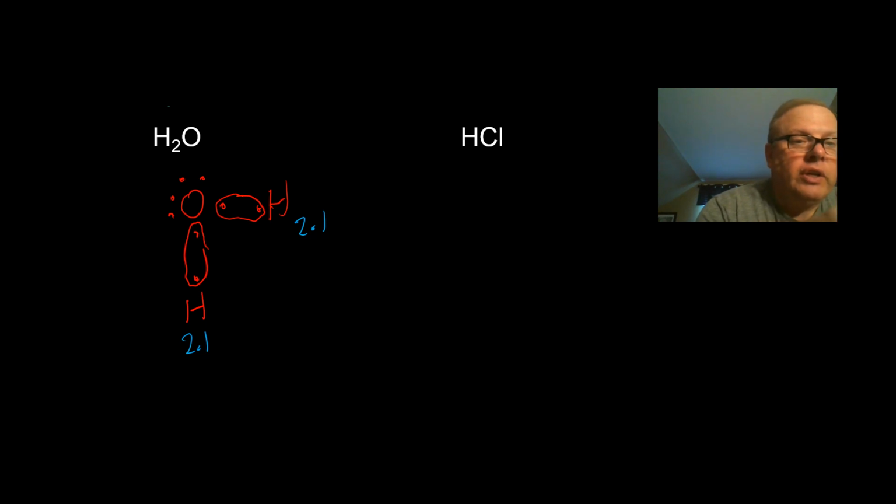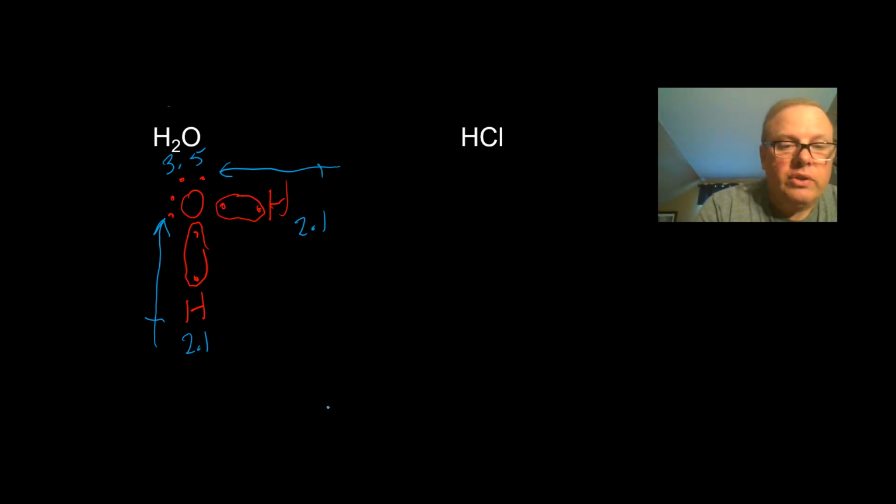Oxygen's value is 3.5, so it has a much greater draw for the electrons. In this molecule, the electrons are going to be drawn towards oxygen, and that is shown here by the arrow. So the electrons are drawn in the direction of the arrow, in this direction.